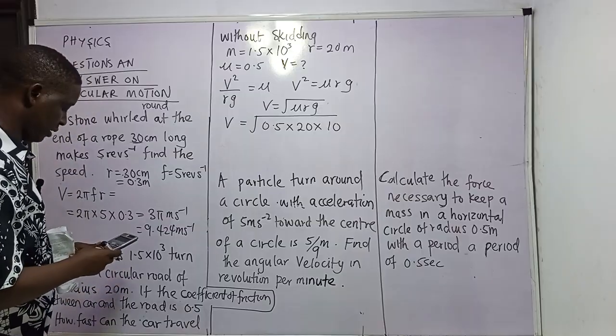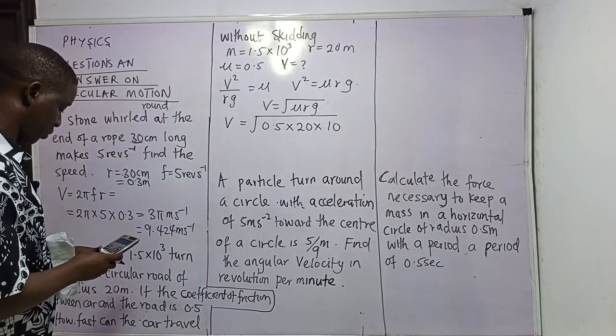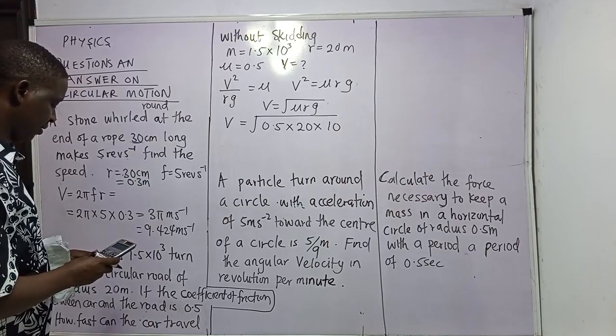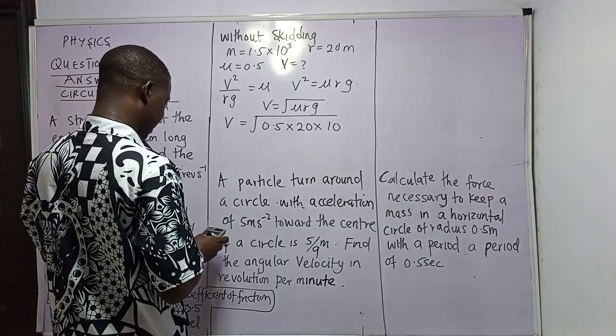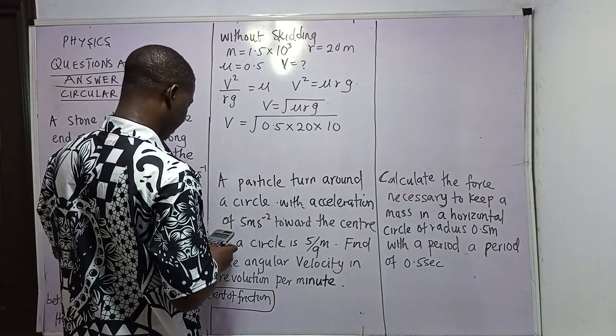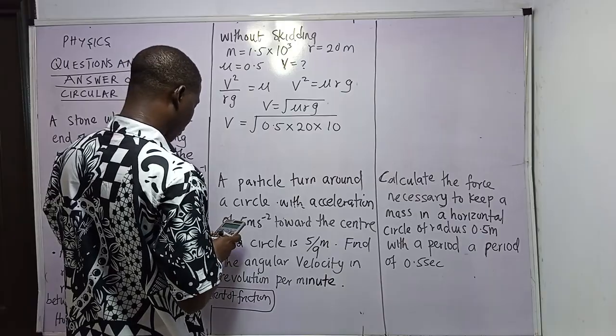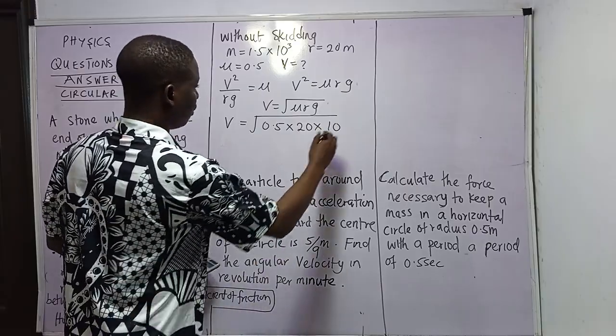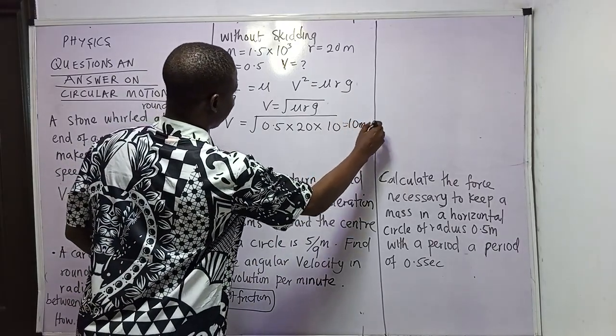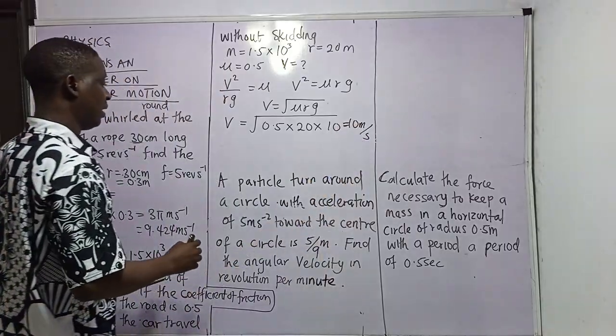So when we press the calculator, we take the square root of 0.5 times 20 times 10, and that will give us 10. So that would give us 10 meter per second. That will be our answer there.